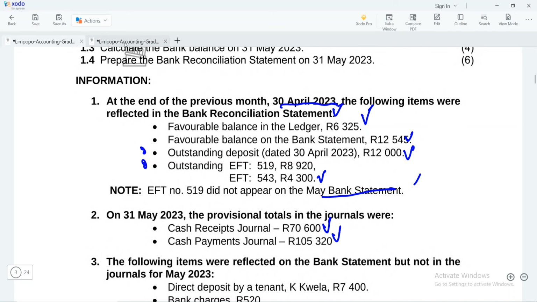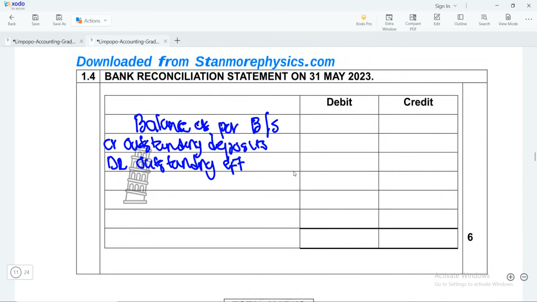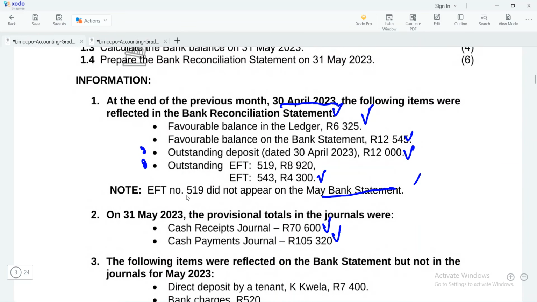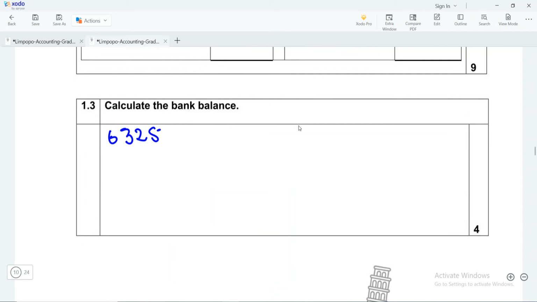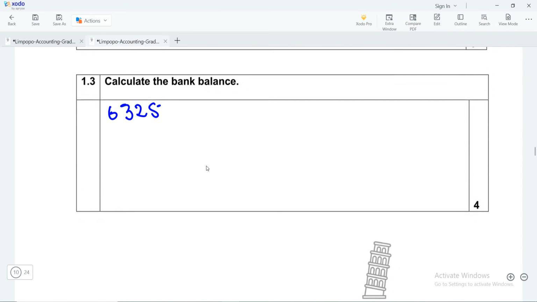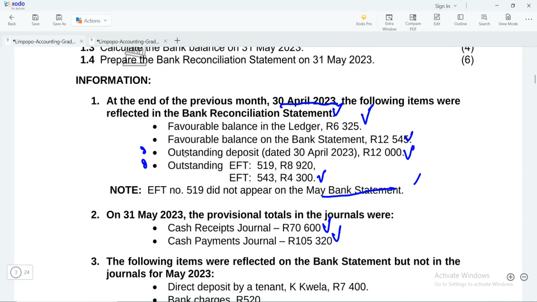So we'd start by writing EFT number 519, and then we can check what is the amount. The amount according to here is 8,920. So we'd write that 8,920 here, and then you have your mark here for that. Okay, and then you can also check we've already have around 2 marks. So let's go to the next one.